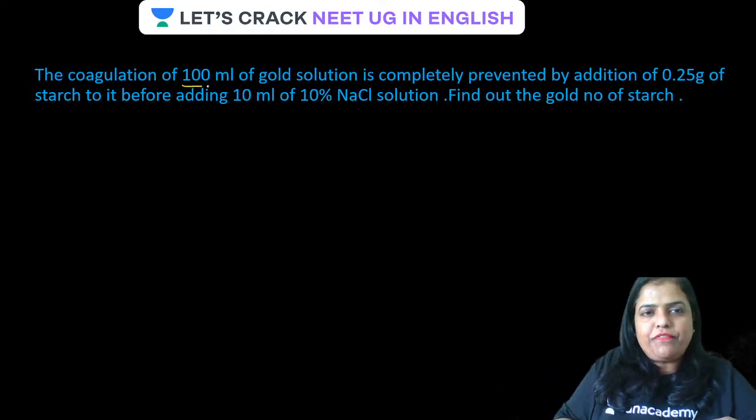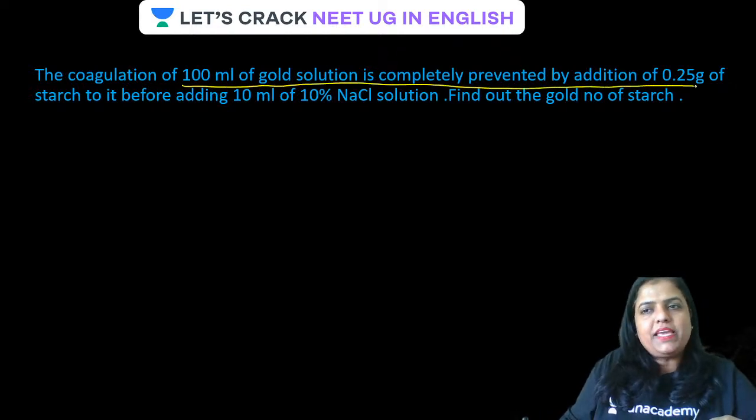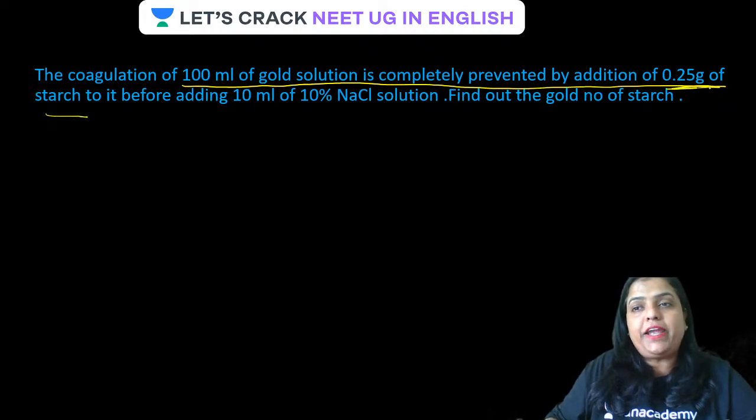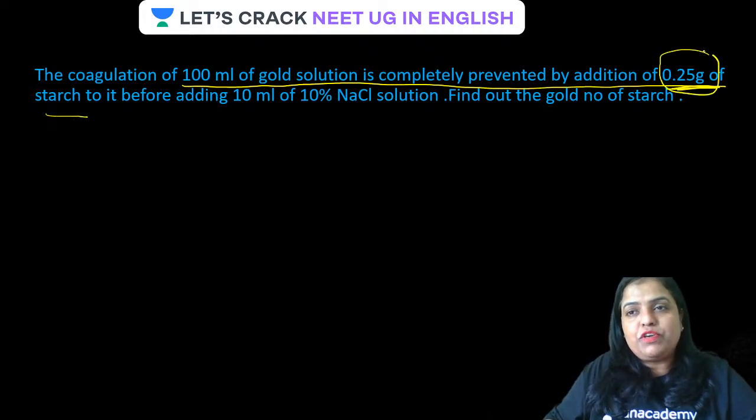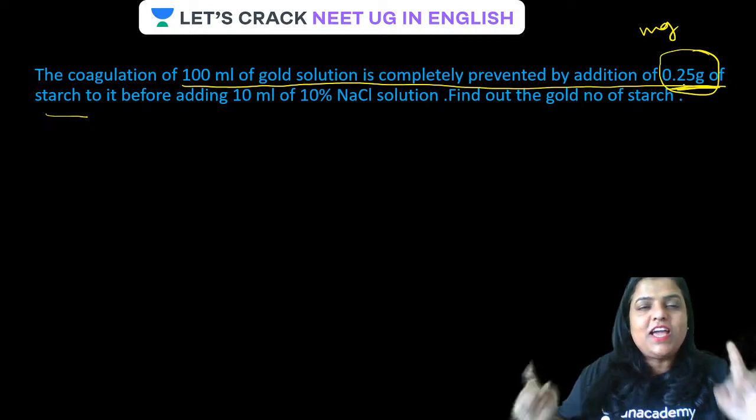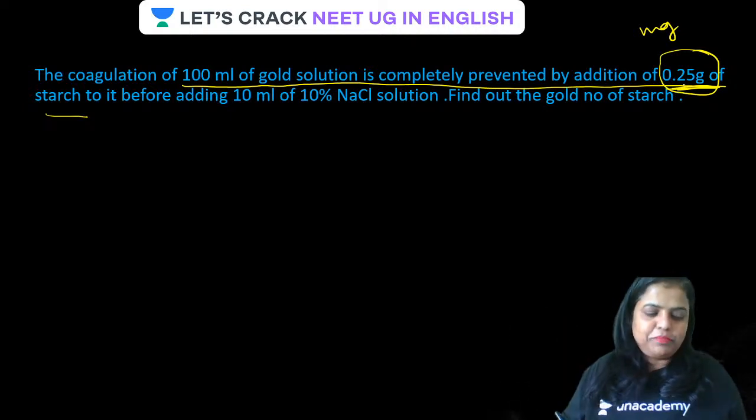The coagulation of 100 ml of gold solution is completely prevented by adding 0.25 gram of starch. Remember the units. Guys, we want the unit to be in milligram. Don't make the mistake, otherwise your answer is going to be wrong.